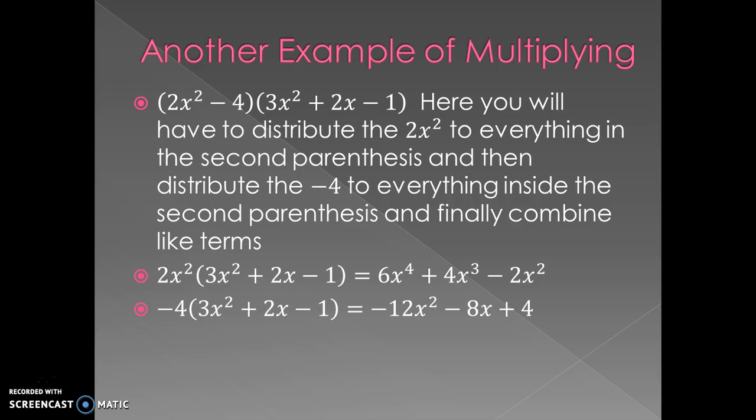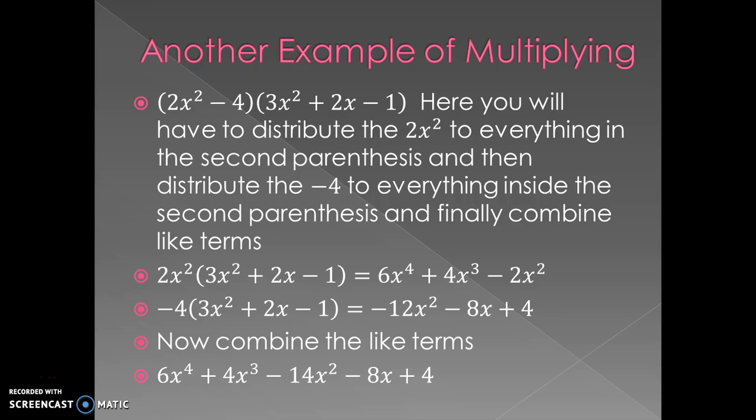So my 6x to the fourth comes down because it has nothing else to go with it. My 4x to the third comes down like it is. I can put my x squared together, so I have negative 2x squared and negative 12x squared, so that gives me negative 14x squared. And then the negative 8x and the positive 4, I have nothing else to go with it.